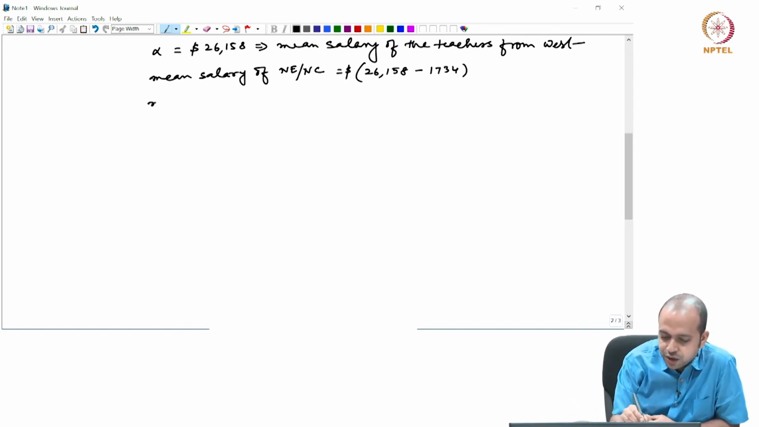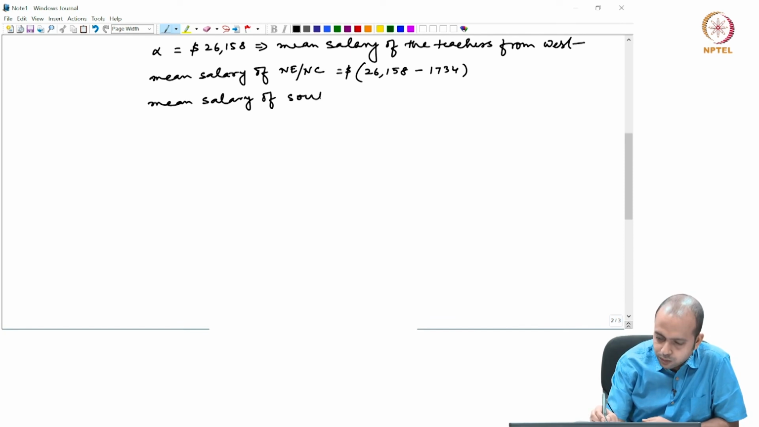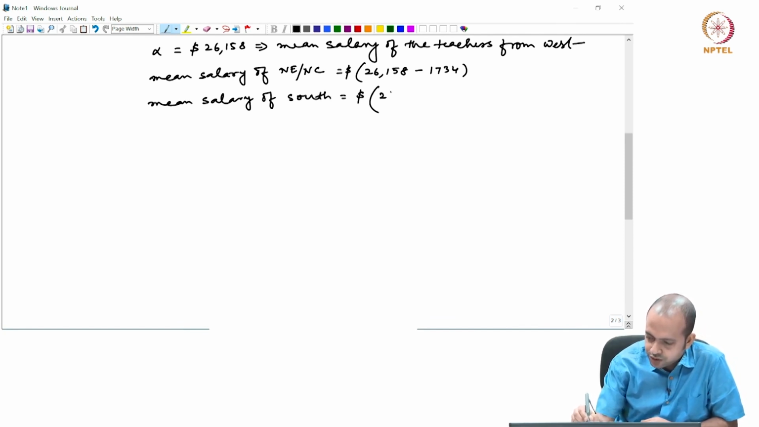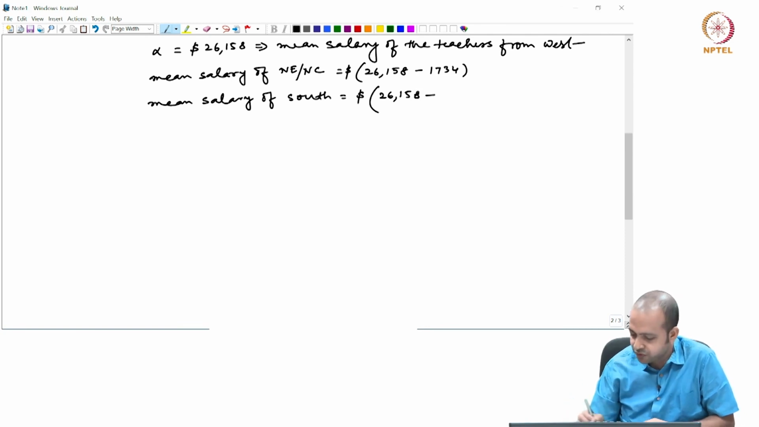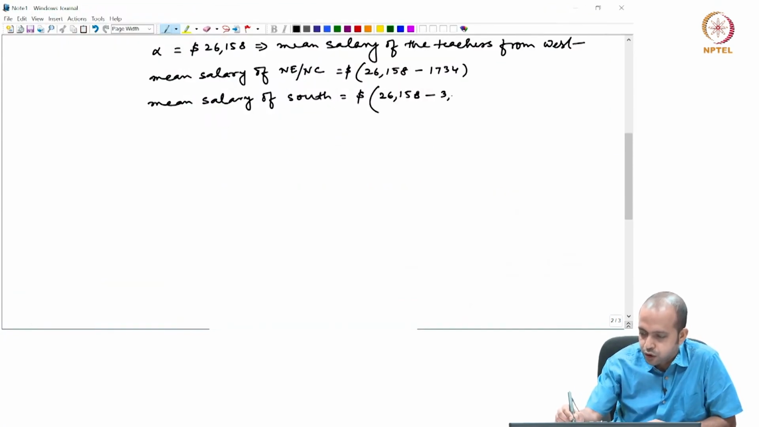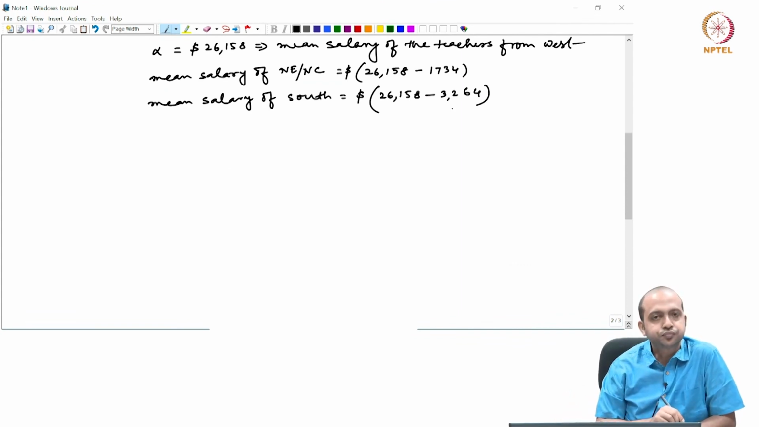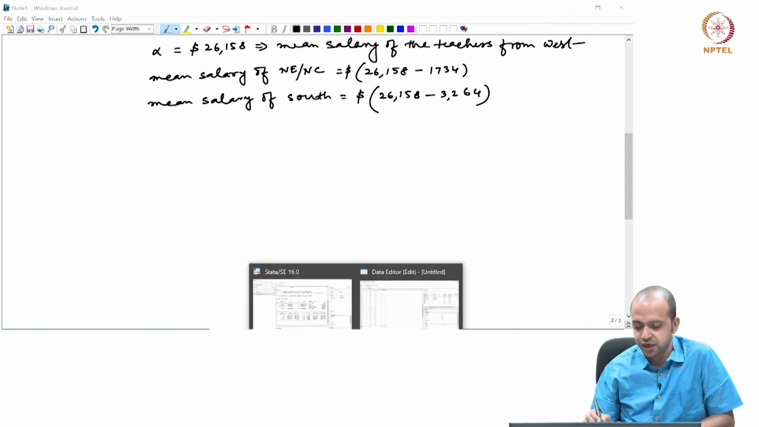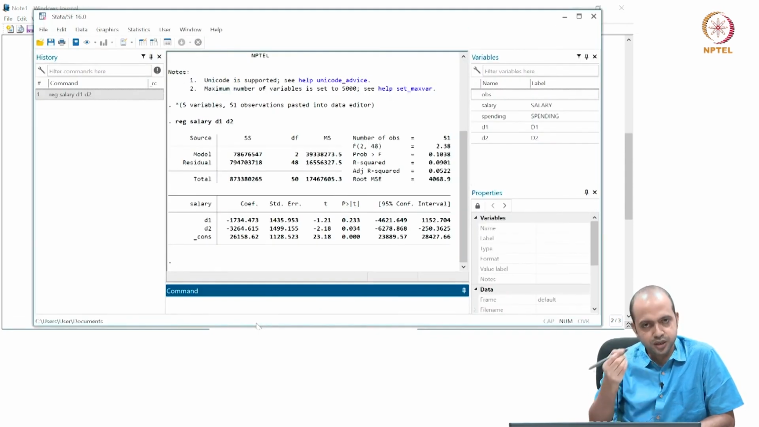Okay, and what is the mean salary of the South? It equals 26,150 minus, what is the value? The value is 3,264, roughly. Okay. This is how you can determine the mean salary of the Northeast, North Central and Southern region when you already know the mean salary of the West category, because beta 1 and beta 2 indicate the difference. So, in this example D1 and D2 indicate the difference in mean salary between the Western region and Northeast, North Central, and between West and the Southern region.